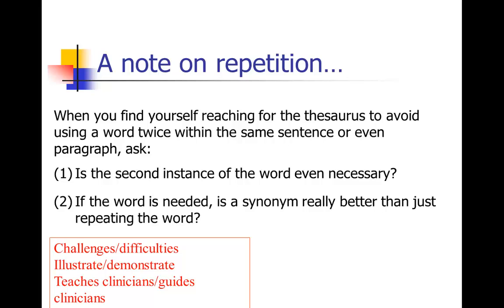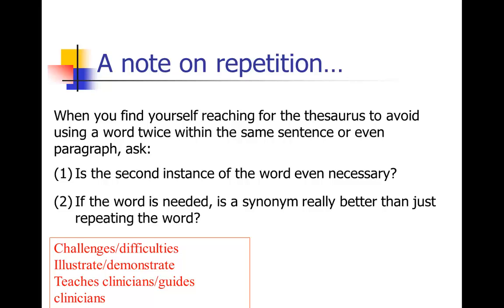So I gave you some examples 2 weeks ago. There was a sentence where the author had used challenges and then difficulties. And we didn't need challenges and difficulties in the same sentence. Those words were making the same point. And in that same sentence, the author used the verbs illustrate and demonstrate. And actually, we only needed one of those verbs because we could use illustrate or demonstrate for both solutions and challenges. So we could drop one of those verbs altogether.